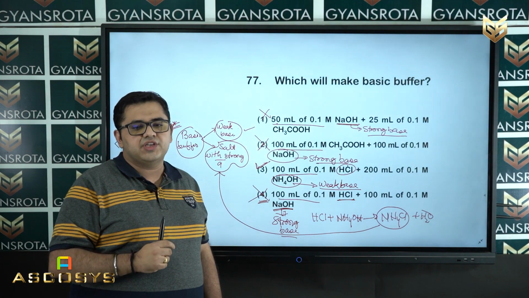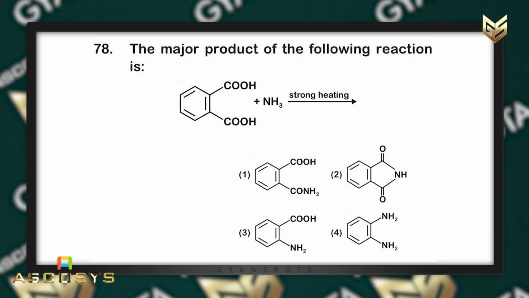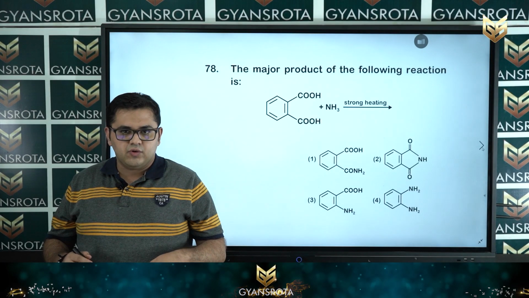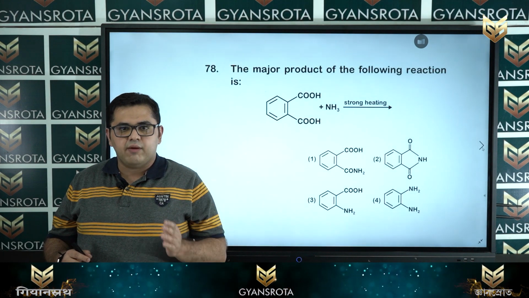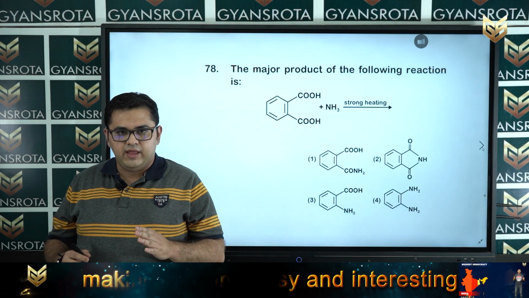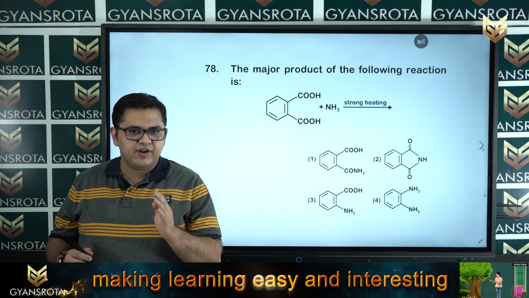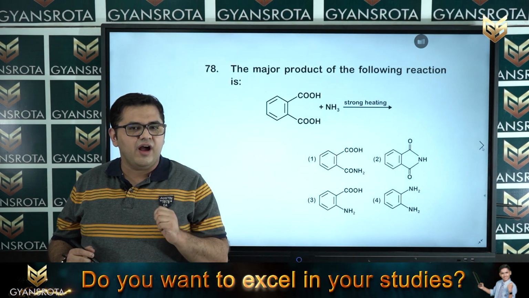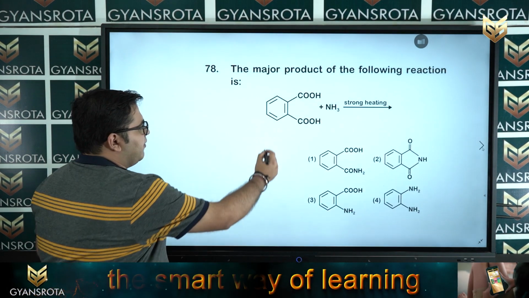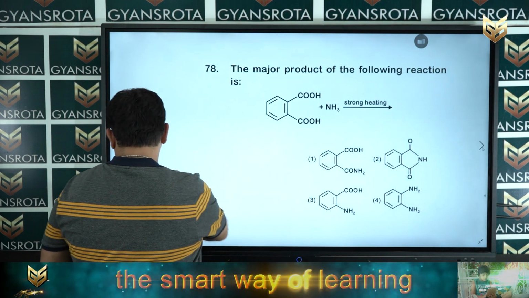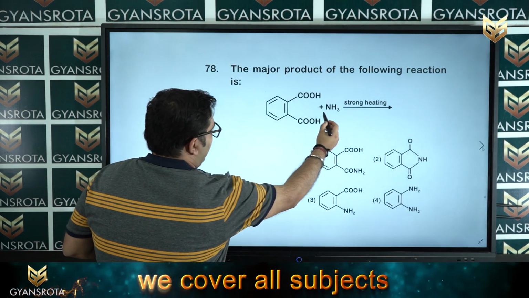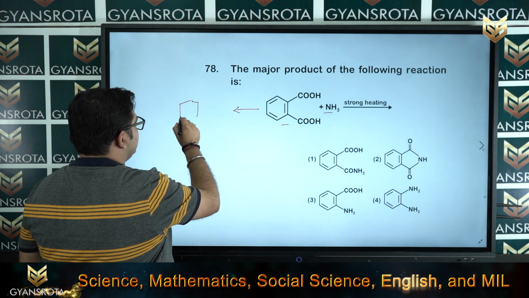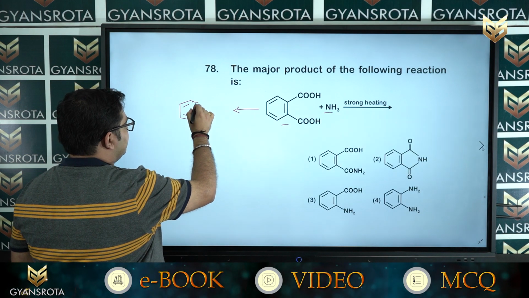Next, we move on to question number 78. So, question number 78 is on the screen. The major product of the following reaction is. So, this reaction is taken from the carboxylic acid chapter of class 12, and exactly the same reaction is given on page number 383. So, let us start with the reaction. Now, when this compound reacts with NH3, it gives the ammonium salt of phthalate. So, what is the structure? The structure is simple, that is this.